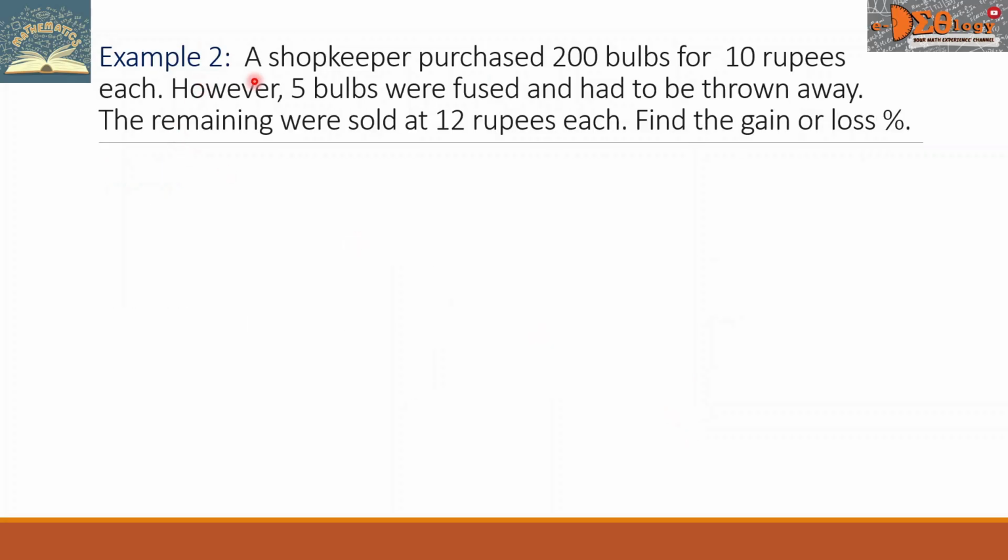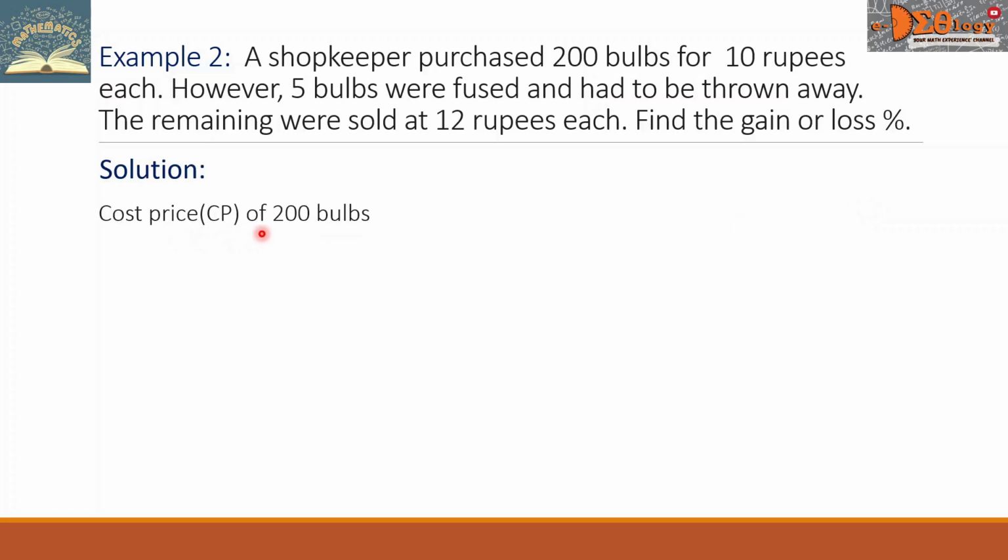Example 2. A shopkeeper purchased 200 bulbs for 10 rupees each. However, 5 bulbs were fused and had to be thrown away. The remaining were sold at 12 rupees each. Find the gain or loss percent.